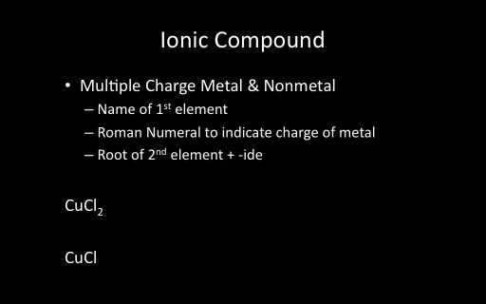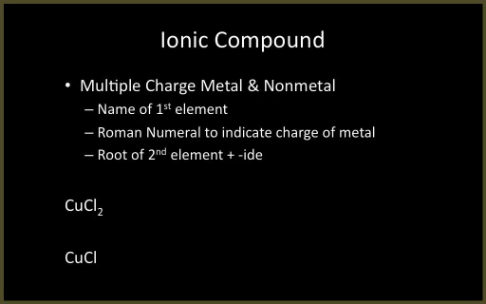Now they get a little more complicated if you have a multiple charge metal. In this case, the Roman numeral is going to show up in the name. You have to familiarize yourself with what those multiple charge metals are, so you know when you would need Roman numerals and when you don't. You only use Roman numerals when you have atoms that have multiple charges, and you have a list of those, and eventually those will become familiar as we use them. The Roman numeral indicates the original charge of the metal. The rest of the convention is very similar: the name of the first, root of the second, IDE on the end.